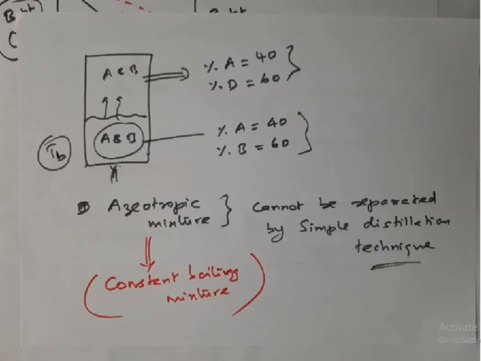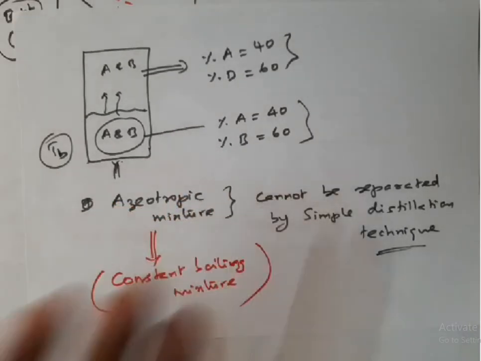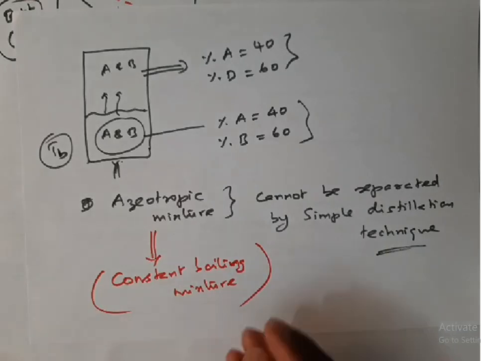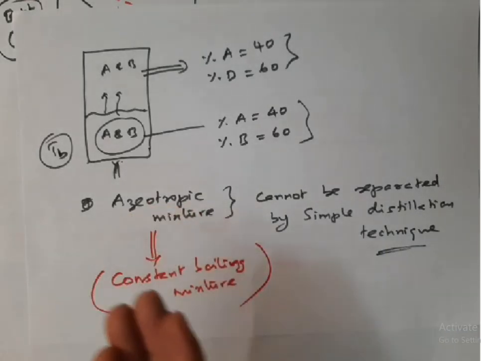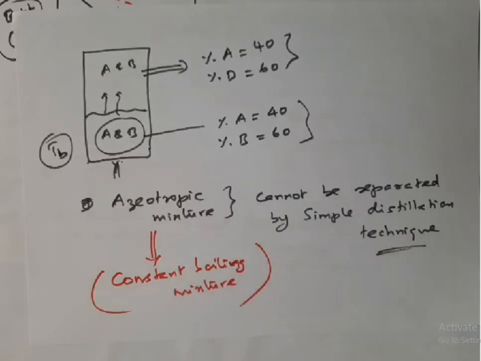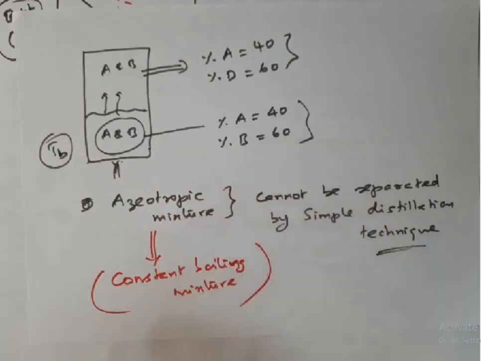Okay, I stop here. So we discussed non-ideal solutions showing positive deviation. I'll give one or two examples of azeotropic mixtures in the next class. Then we'll discuss non-ideal solutions showing negative deviation. As we have spent a lot of time on positive deviation, negative deviation I'll just rush through.